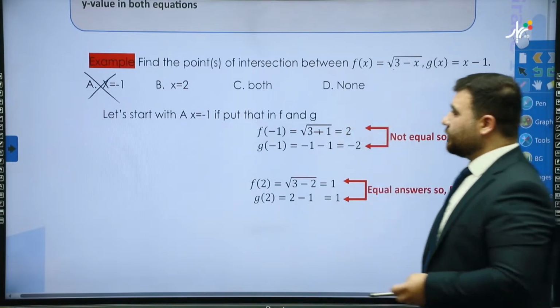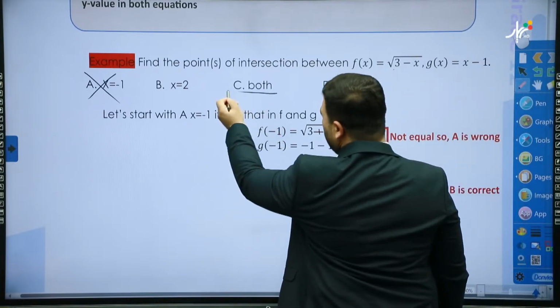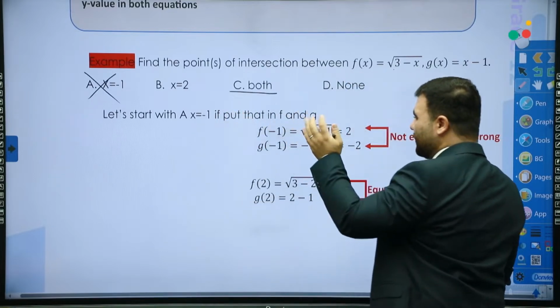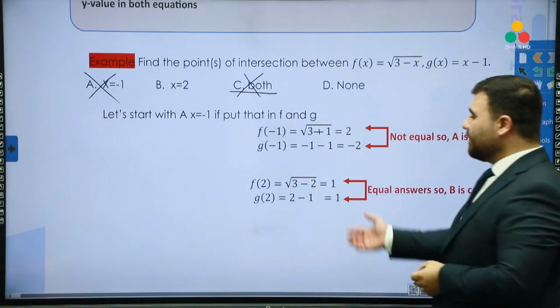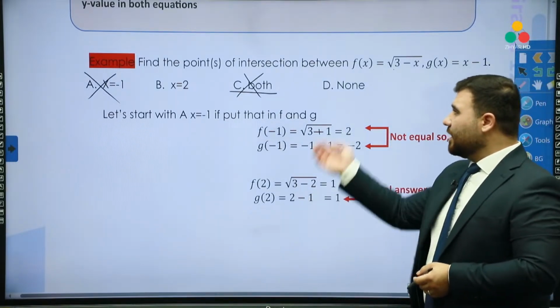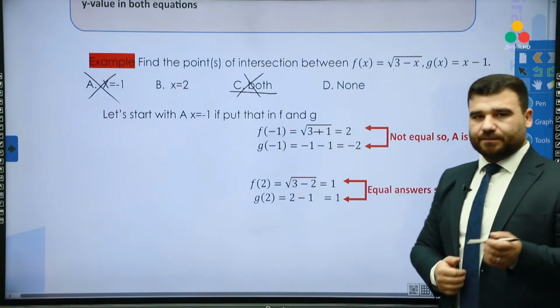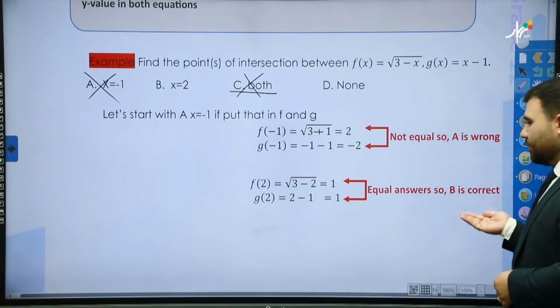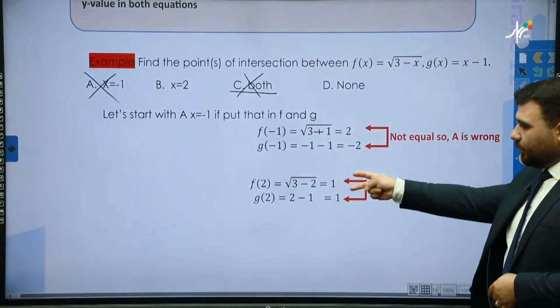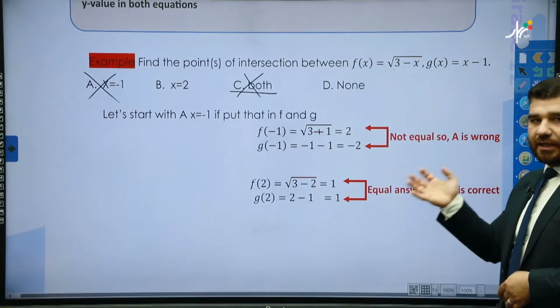Now looking at the other choices, this one says both. Both means A and B. Since we are sure that A is wrong, then both is also wrong. And we have a correct answer, that is B. None is also not the correct choice. The final answer is B, because it made both functions f and g equal.